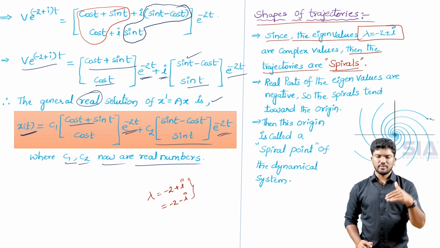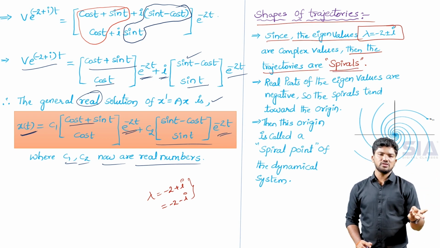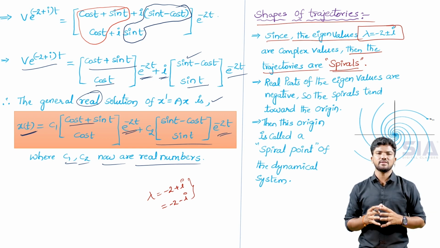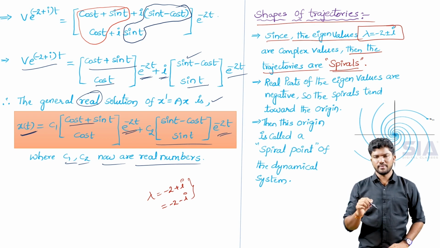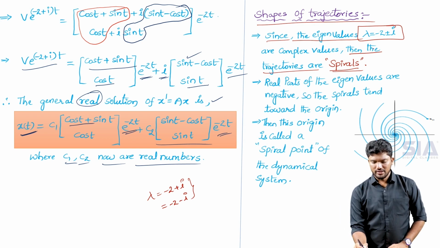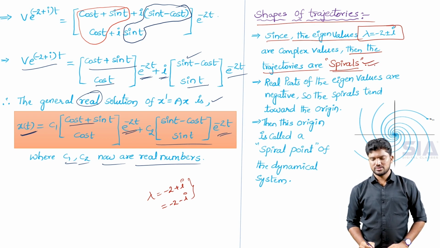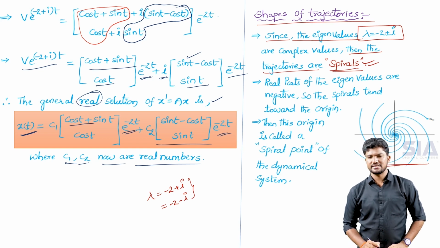Then the trajectories are spirals. You know very well from the properties of the eigenvalues that whenever you get complex eigenvalues, the nature of the trajectory is to travel towards the origin in a spiral format. So the trajectories are spirals. On this diagram you can clearly see it here.